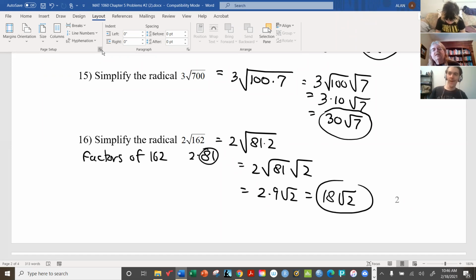So that ends up 18 radical 2. Okay, 81 is, of course, the square of 9. And so that one simplifies very nicely to 18 radical 2. All right, good work. Now, let's see. Are we coming up on any strange ones?